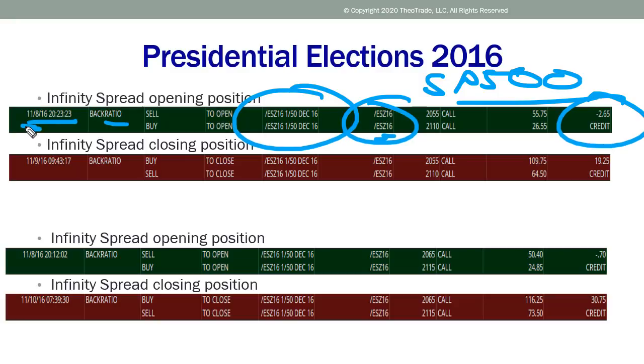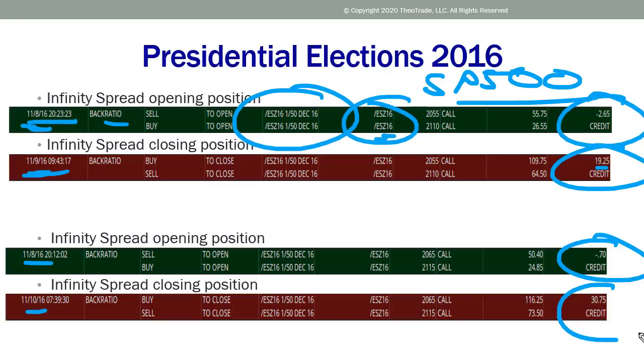That was put on 11/8. I took it off on 11/9 for almost a $20 credit. Specifically, it was a $19.25 credit. That is hitting a grand slam home run on a trade. In addition, I had another contract. The other contract I put on for a 70-cent credit. I closed it for over a $30.75 credit.